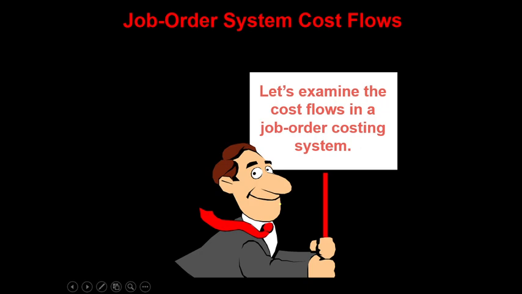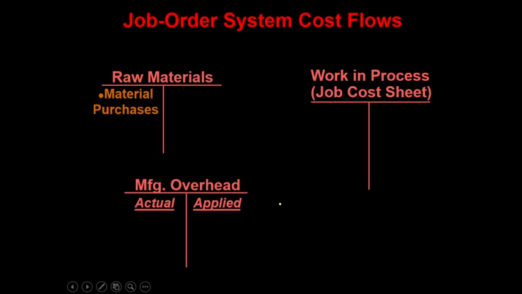Let's examine the cost flow in a job order costing system. Alam na ninyo to. You have your raw materials, manufacturing overhead, and work in process, which is actually represented by your job cost sheet. Ito yung sinabi ko kanina, your manufacturing overhead: you have here your actual, you have here your applied. It will help if you go back to our discussion in the costing systems, wherein at the end you have your cheat sheet, a summary of the entries for accumulation and assigning.